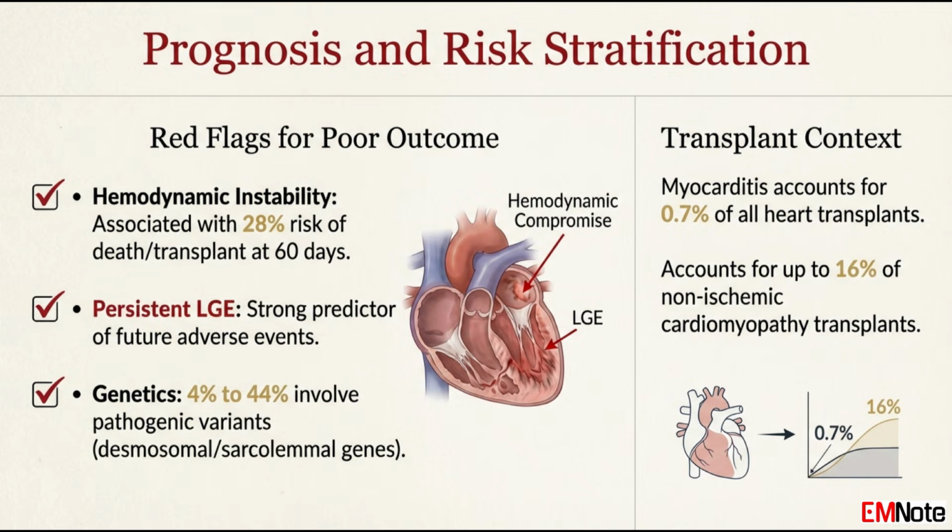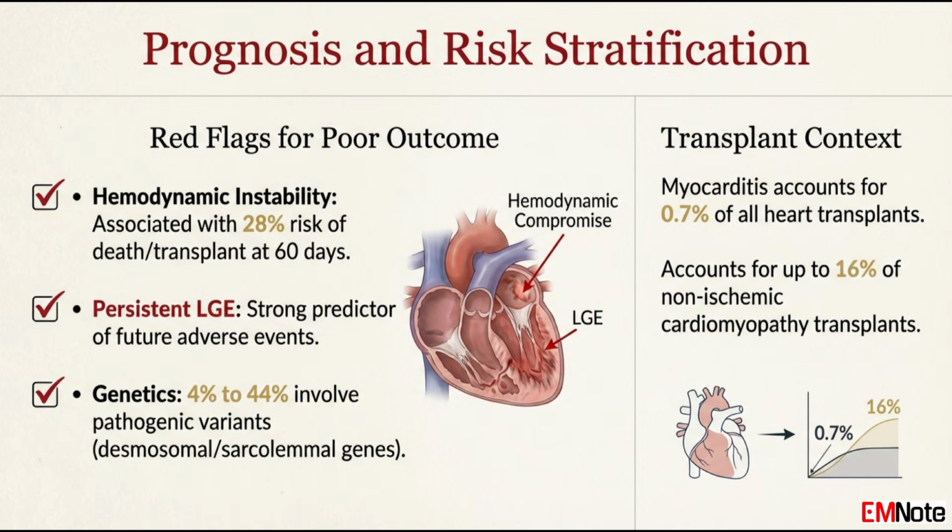And genetics seem to play a massive role here, maybe more than we used to realize. What percentage of cases involve pathogenic variants? It's a wide range, but somewhere between 4 and 44%. That's potentially almost half. Which genes are we talking about? Primarily desmosomal or sarcolemal genes. The structural glue of the heart cells. Exactly. If the glue is defective, the heart just can't handle stress.